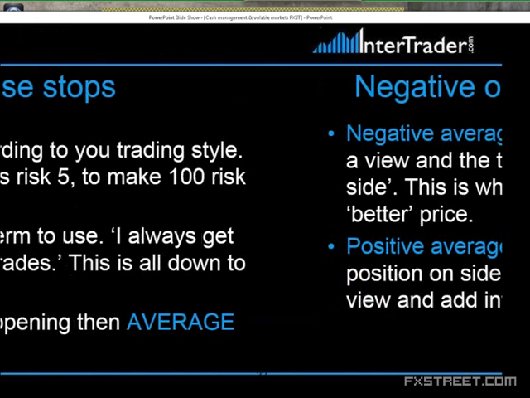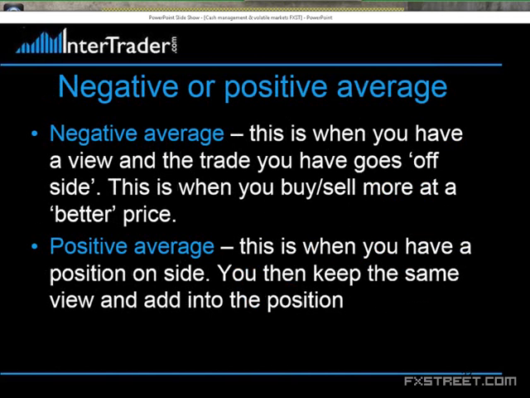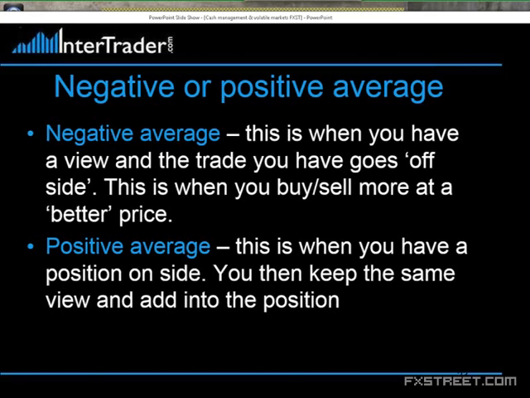So negative average: when the trade goes against you, you buy more at a higher price, you sell more at a lower price. Positive average, that's when you trade onside. So if you buy in the market, you buy more as the market goes up, or if you're selling, you sell more as the market goes down. Simple as.